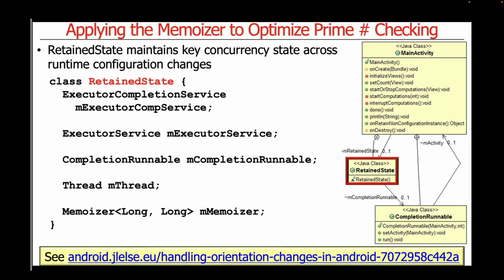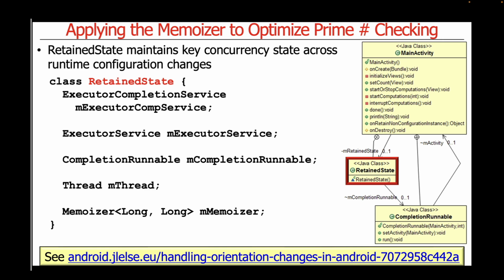Little Androidism here. We use this class called RetainState to keep track of all the concurrency objects that need to be retained across runtime reconfigurations. Remember, in Android, if you have your phone in portrait mode and you rotate it to landscape mode, that triggers what's called a runtime reconfiguration. And that shuts the current activity down and then makes a new activity that's running in the different layout, either portrait or landscape. But we want all these computations to continue running in the background.